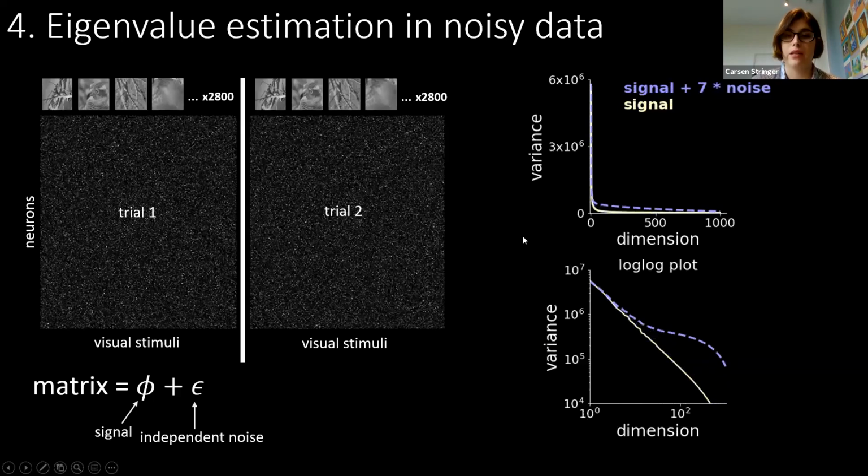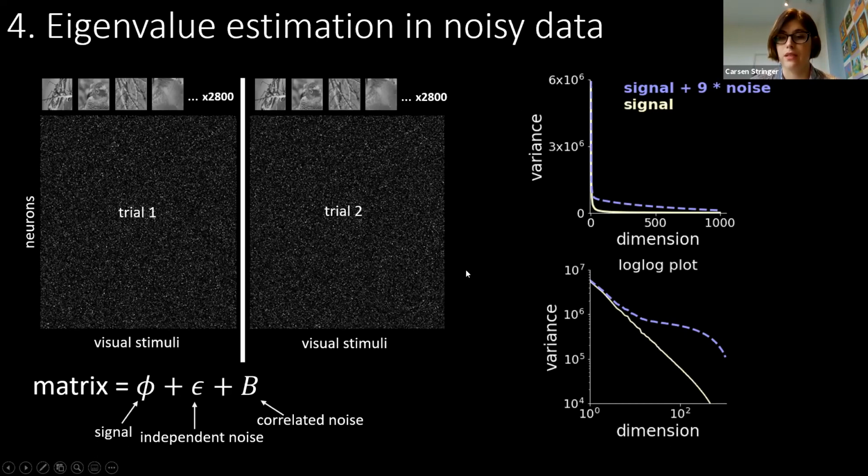And we don't only have independent noise, we also have correlated noise that comes from our spontaneous behaviors. And so we came up with a way to estimate these eigenvalues using 2 repeats of these stimuli in order to determine accurately the eigenvalue spectrum of the data.